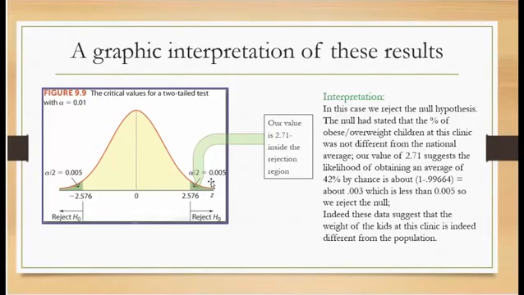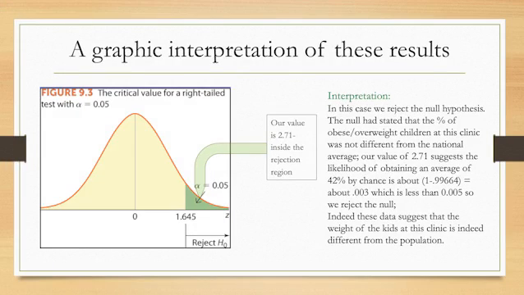if you will. So we reject the null hypothesis, and essentially we interpret it as, over here I wrote it out, in this case we reject the null hypothesis. The null had stated that the percent of obese children at the clinic was not different than the national average. Our value of 2.71 suggests a likelihood of obtaining an average of 42% by chance is about 1 minus 0.9964, or not very likely, 0.003, which is less than our 0.005, so we reject the null in favor of the alternative.